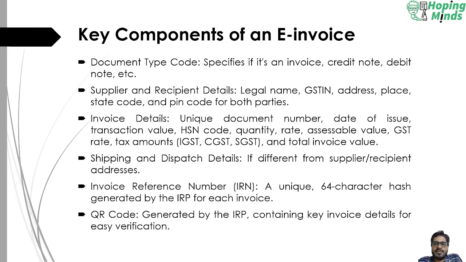Then Invoice Reference Number, a unique 64-character hash generated by the IRP for each invoice. So this 64-character hash value is generated by the IRP portal upon the uploading of the invoice. Then QR code, it is generated by the IRP portal containing key invoice details for easy verification by a barcode scanner.